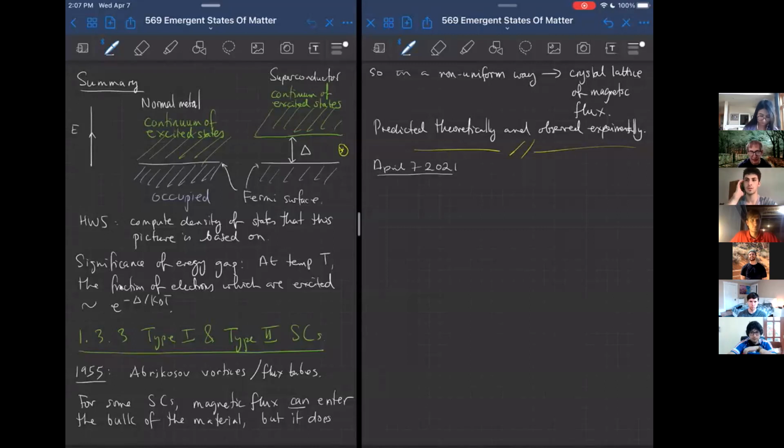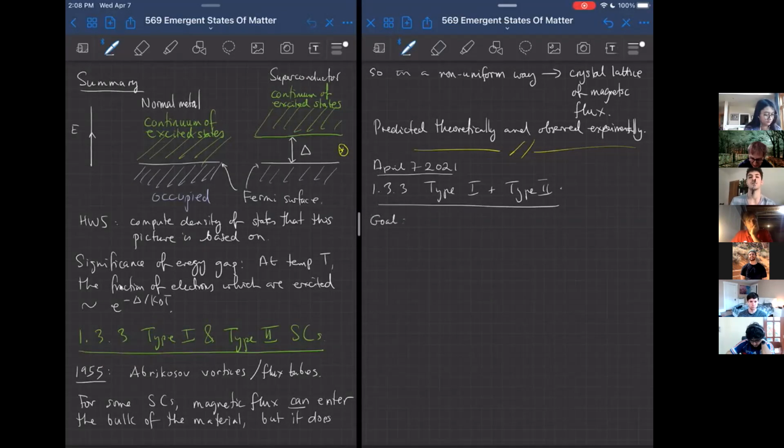Okay, so today's April 7th, and we're going to start off with section 1.3.3 in my notes on the type 1 and type 2 superconductors. And what we had mentioned at the end of last time was that type 1 and type 2 superconductors relate to the ways in which magnetic flux can enter into a superconductor. So in this section I just want to talk about the phenomenology of that.